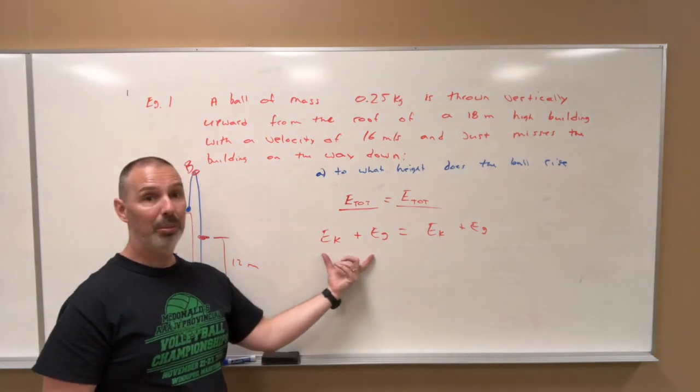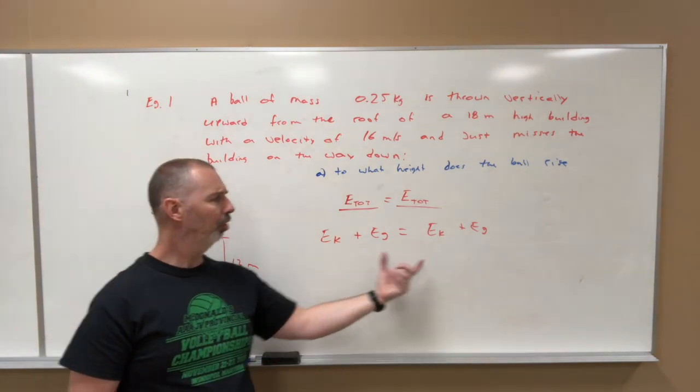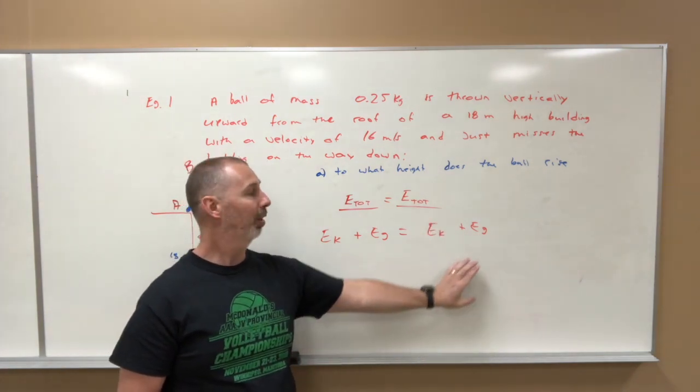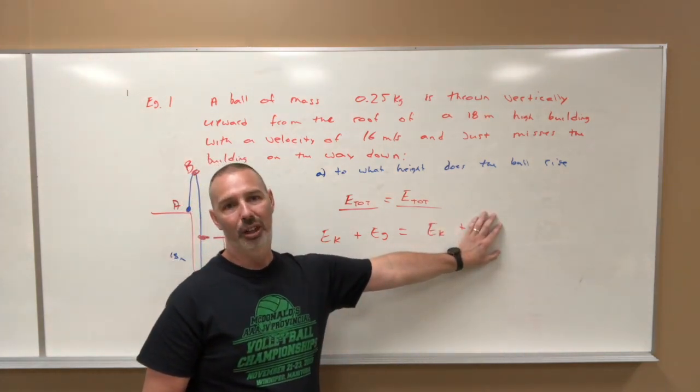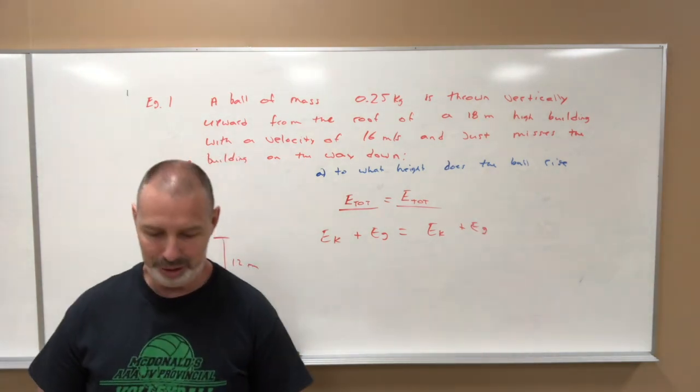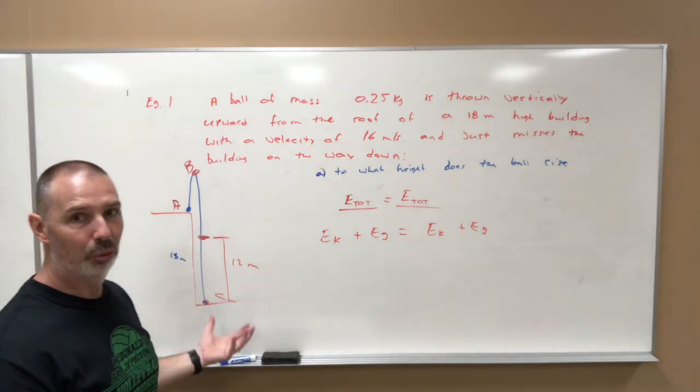And at certain places, some of these are 0. So when we're looking at the highest point, the kinetic energy is 0. When we're looking at when it hits the ground, the gravitational energy is 0. And so pieces disappear depending on where we are in this situation.